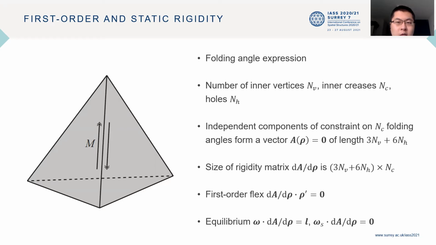A rigid origami is first order rigid if the null space of the rigidity matrix is 0. A rigid origami is statically rigid if the column space of the rigidity matrix is full rank. Therefore, they are equivalent. The example shown left is a degree 3 vertex, which is both first order rigid and statically rigid.